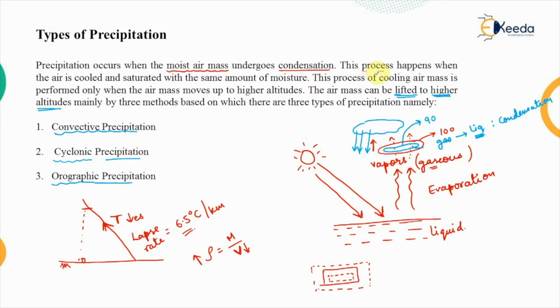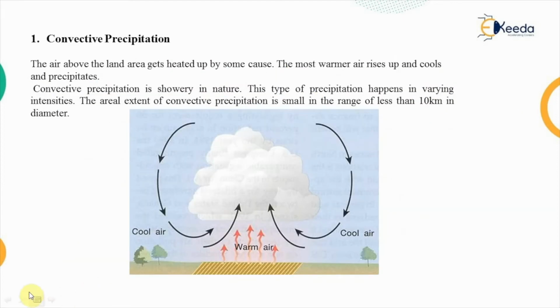So when condensation happens, the air is cooled and saturated, because each and every part of the blanket is covered with moisture. But the problem is that the cooling of the air mass is performed only when the air mass moves up to higher altitudes, and this higher altitude is reached because of these three different methods. Now one by one we will discuss all three types of precipitation. Starting with the first one, that is convective precipitation.